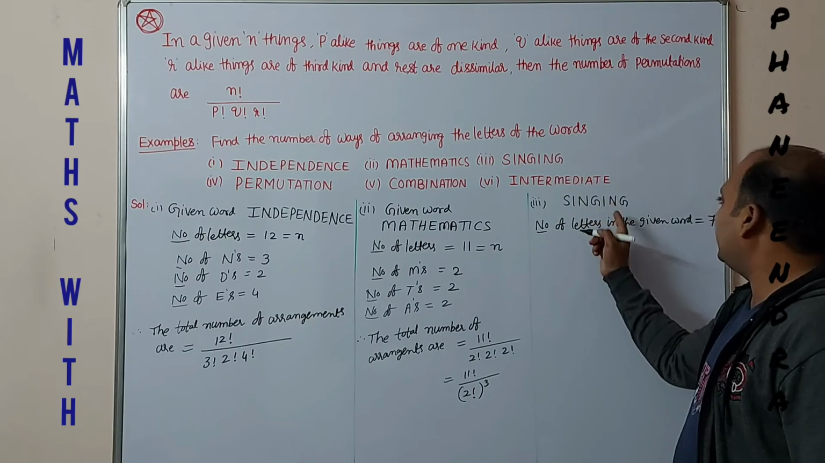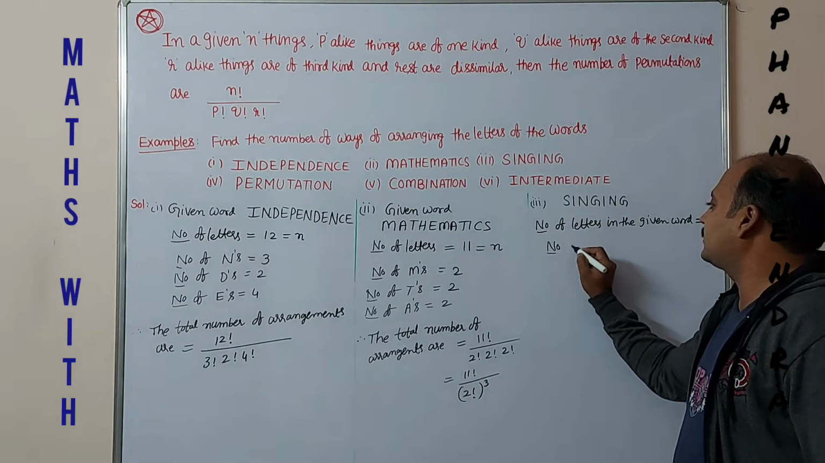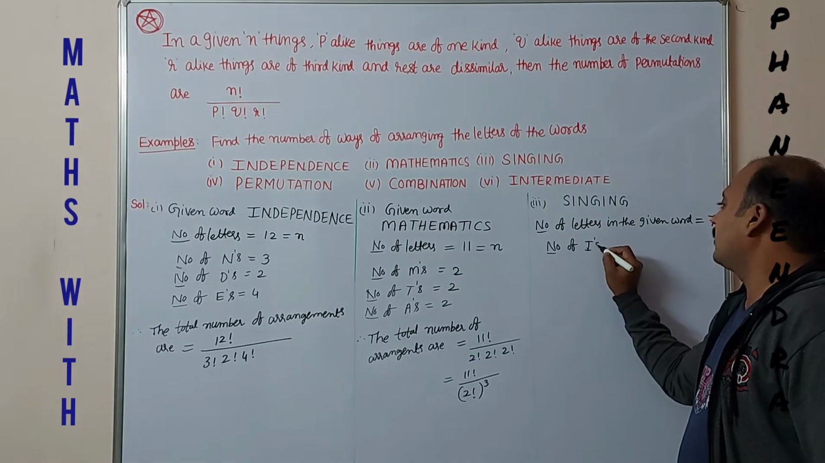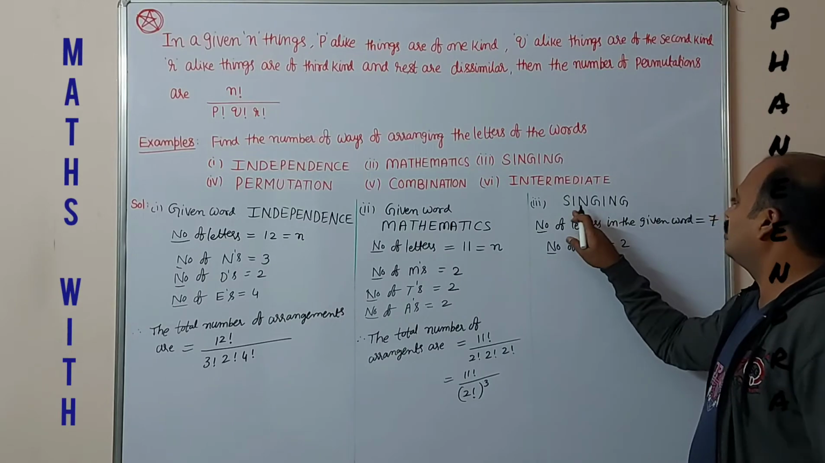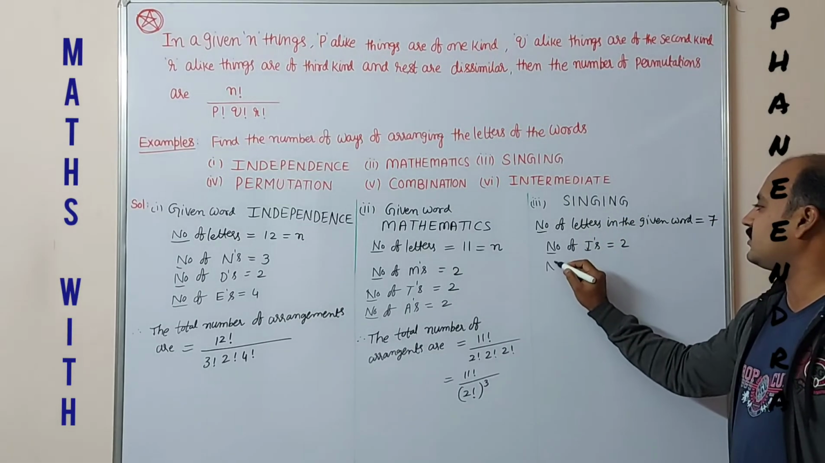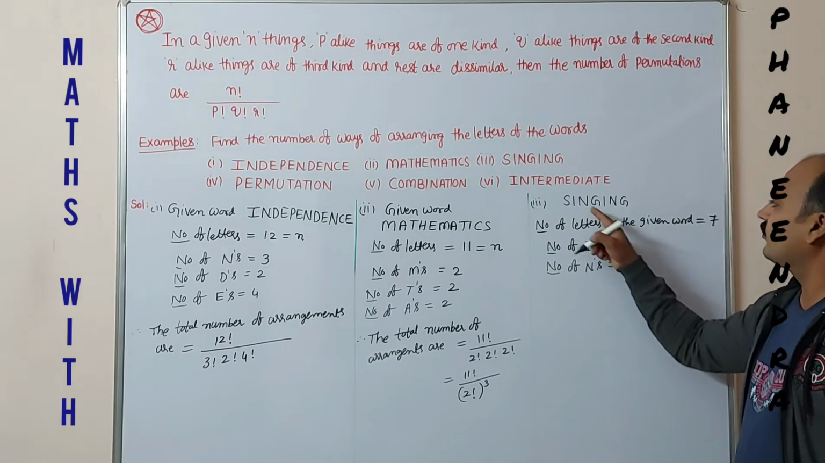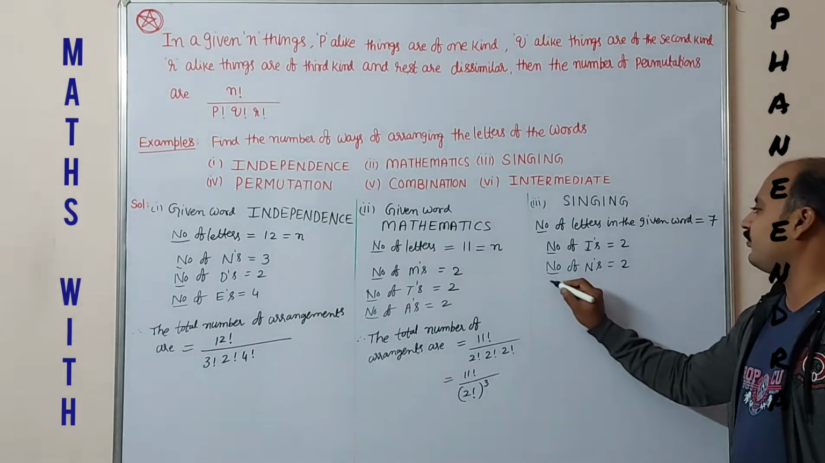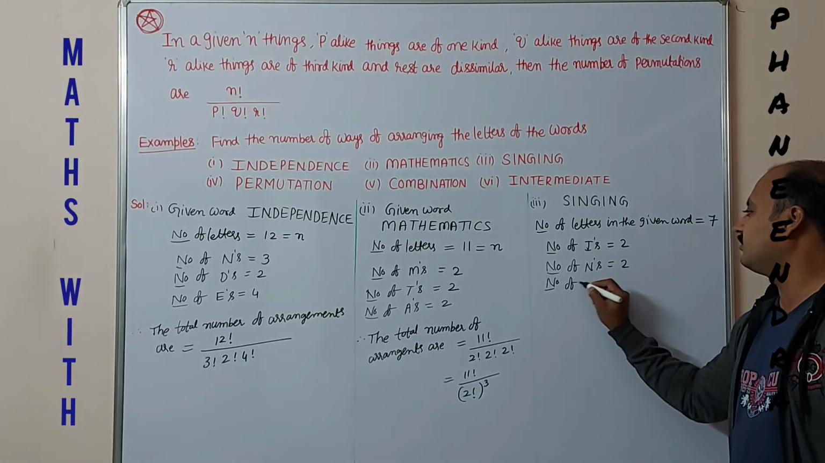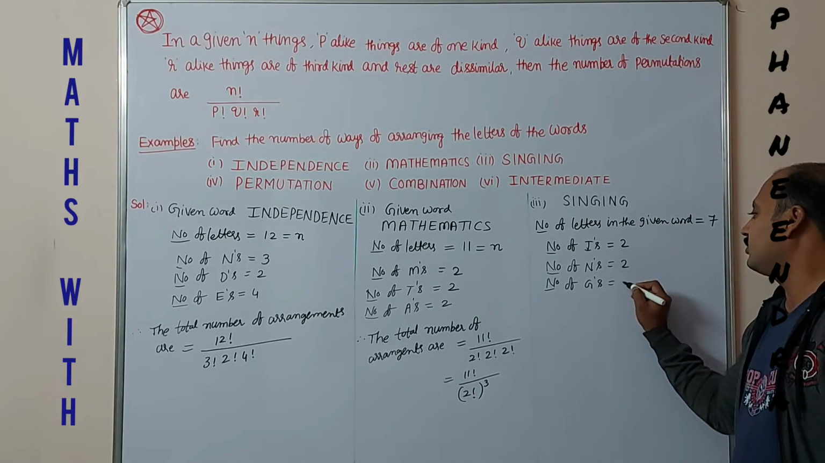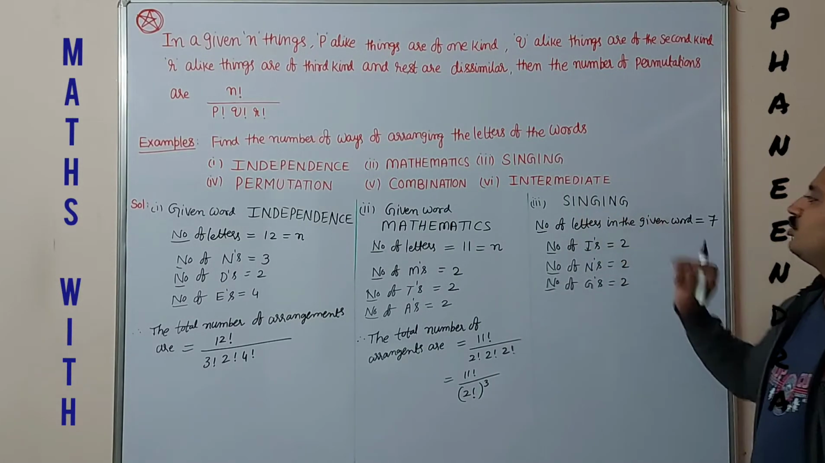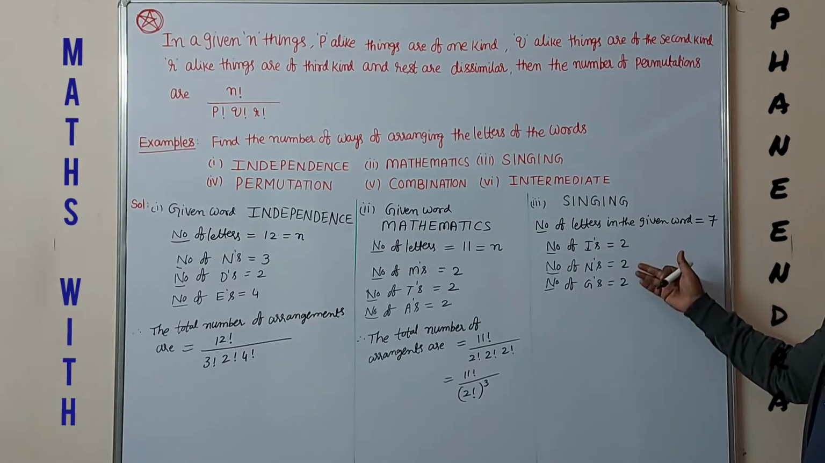So how many I's are there? Number of I's, 2. Number of N's, 2. Number of G's, 2. So this is p, this is q, this is r.